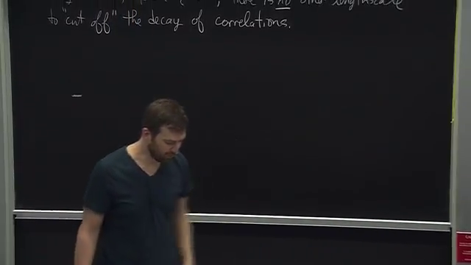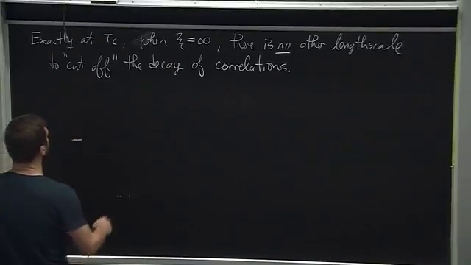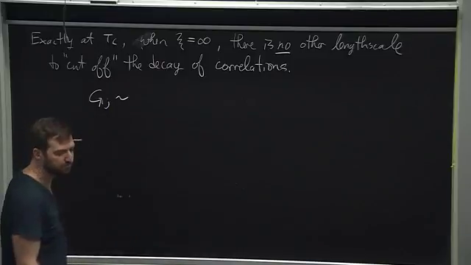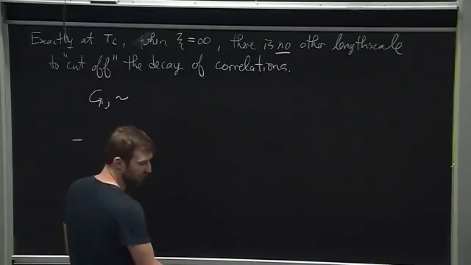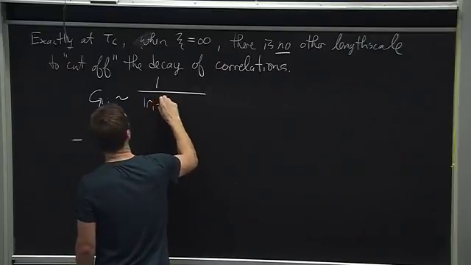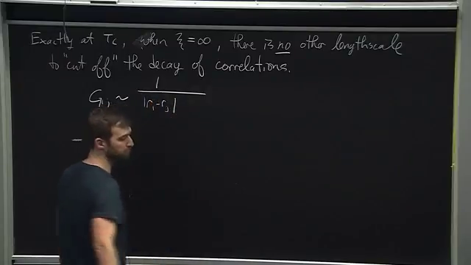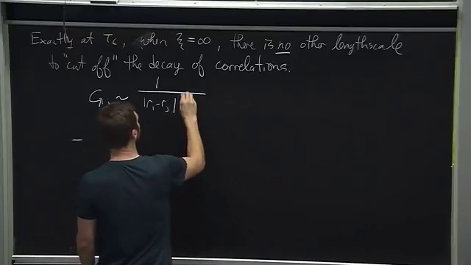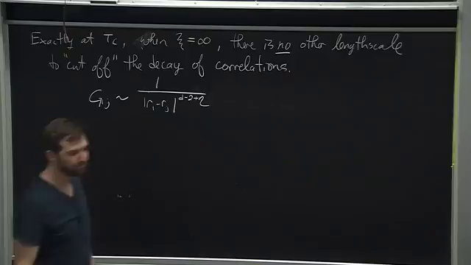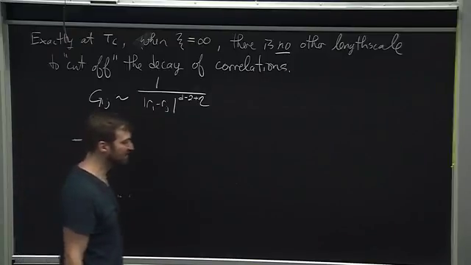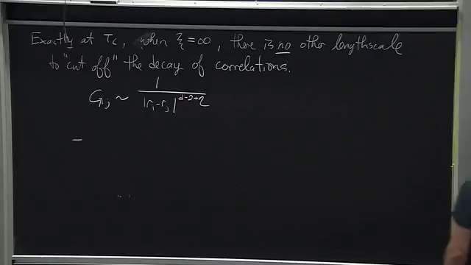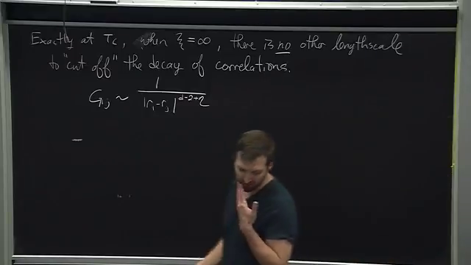So the form of correlations, G_ij, changes as it turns into a power of the separation, something like 1 over r to the d minus 2 plus η. And η is something we haven't defined yet, but we're going to study it in detail. It's called the anomalous dimension.